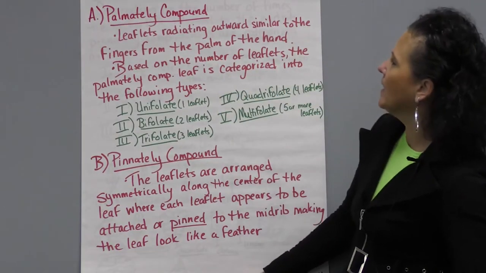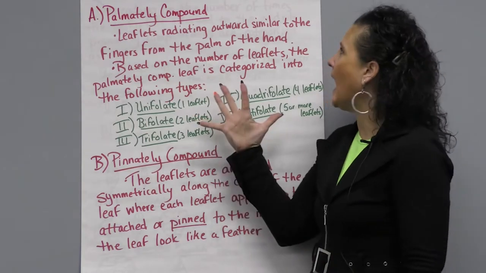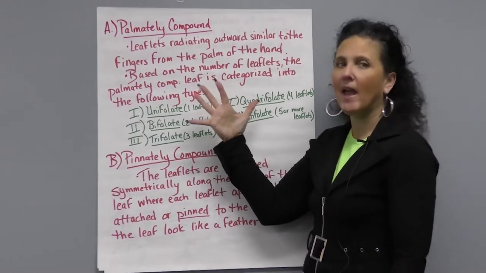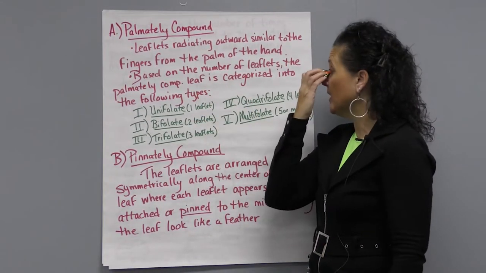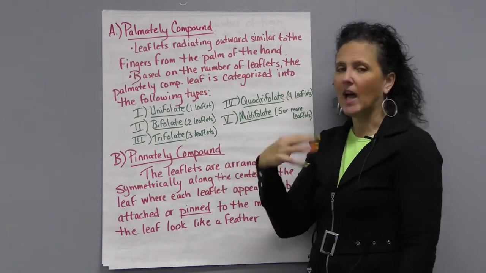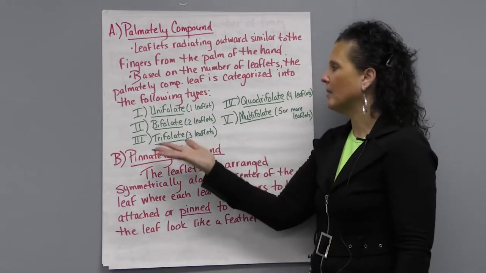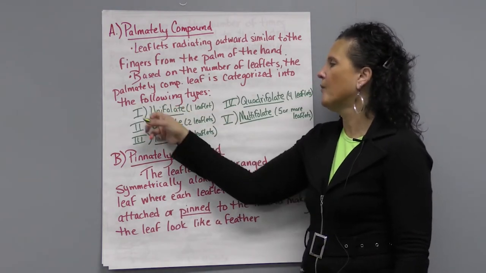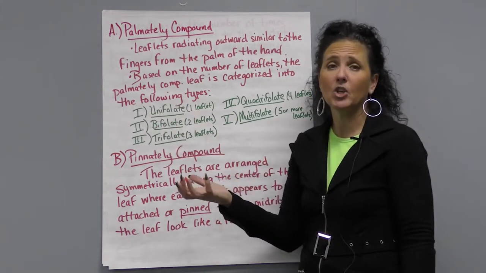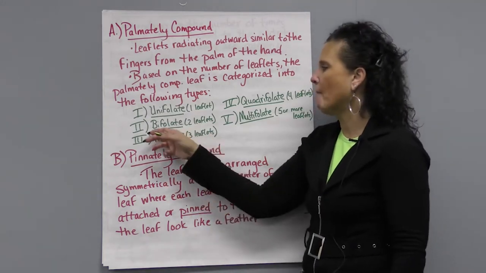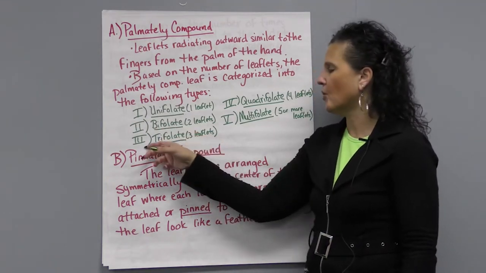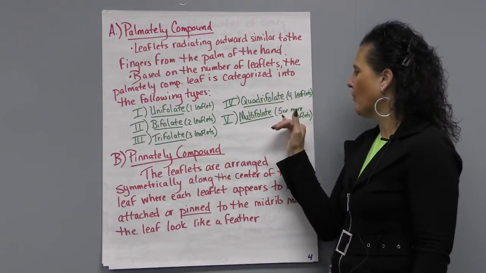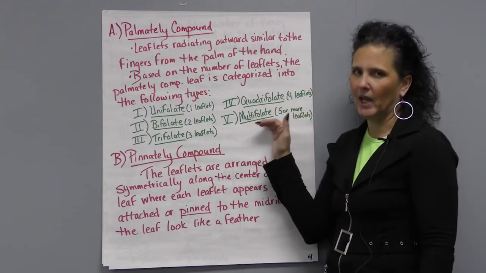Let's look at the palmately compound with those leaflets that radiate outward. Those are similar to the fingers on your palm. That's why it's called palmately. And it's based on the number of leaflets. We can categorize each type of those further into how many leaflets it has. So if it has one leaflet, it is unifoliate, which means one, foliate, which means leaf. We talk about foliage, which are all the leaves on the trees. 2, bifoliate. 3, trifoliate. 4, quadrifoliate. And if it has more than 4, 5 or more, it's multifoliate.